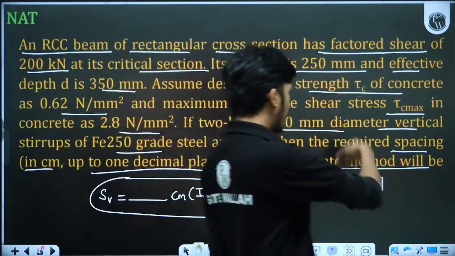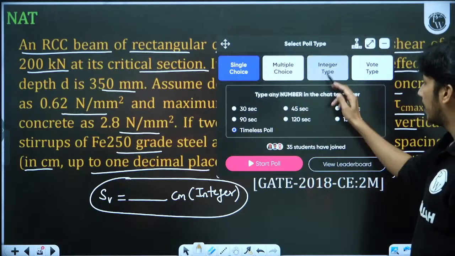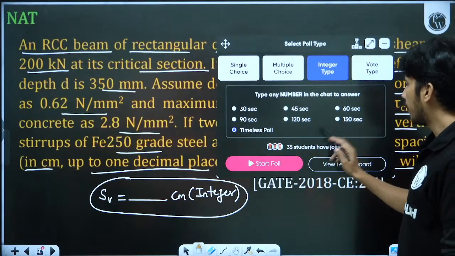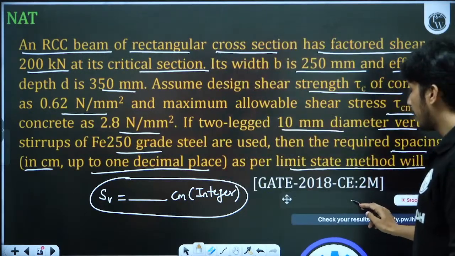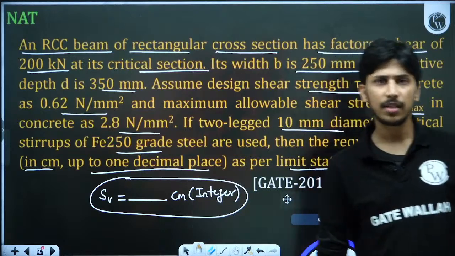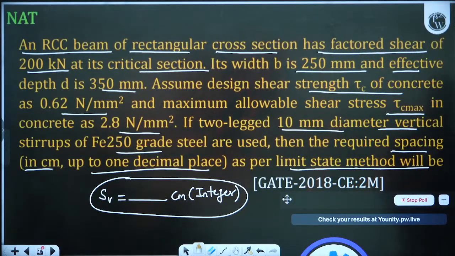The data is in front of you. Solve this. I'm again creating the integer type poll and giving you time. Solve this and give me the answer. You have sufficient time. Don't worry about the time.